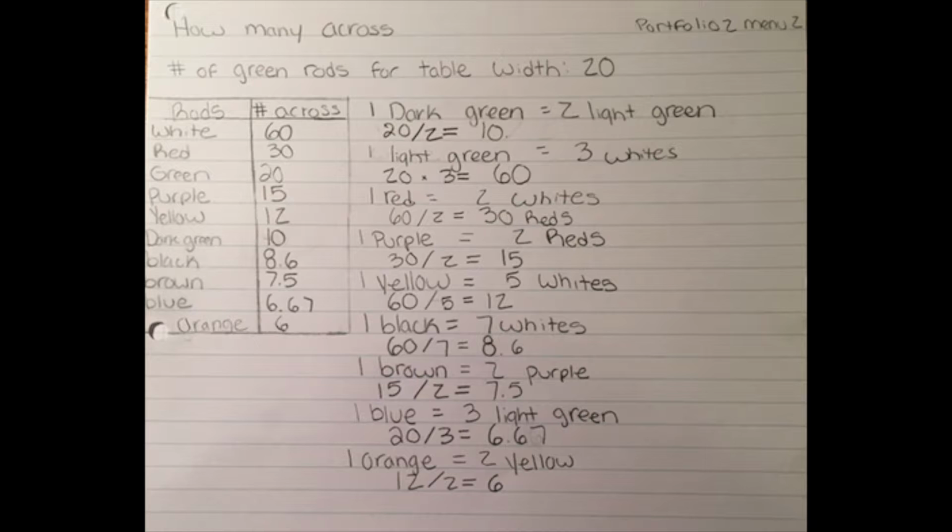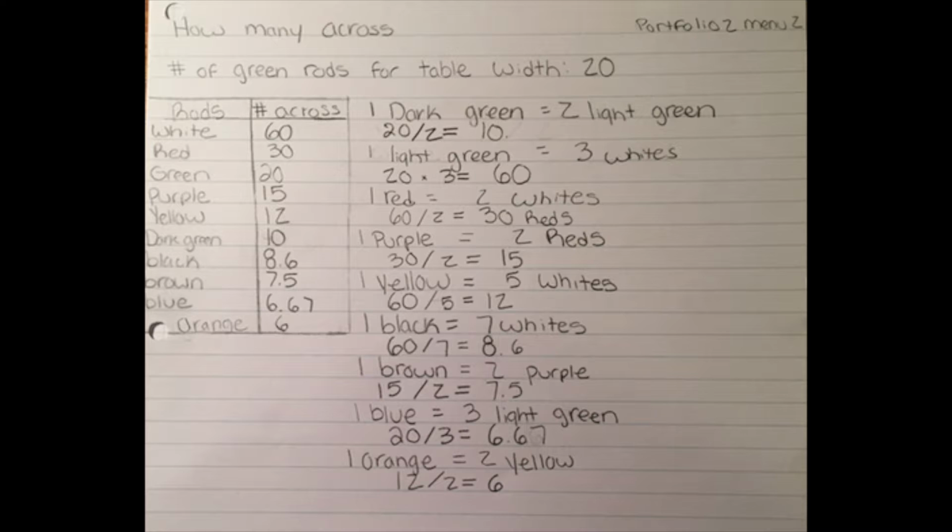Next, I moved on to white. As I've already said, it takes 3 whites to get to 1 light green. So I multiplied 20 by 3, which gave me 60, and that told me the total number of whites it took to get across the table. From there I went to red, because 1 red is equal to 2 whites. So I knew I needed to divide 60 by 2 to get the reds, which gave me 30 reds.